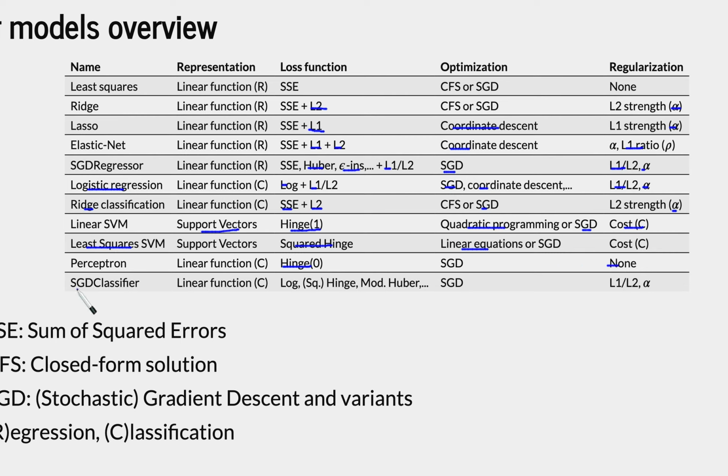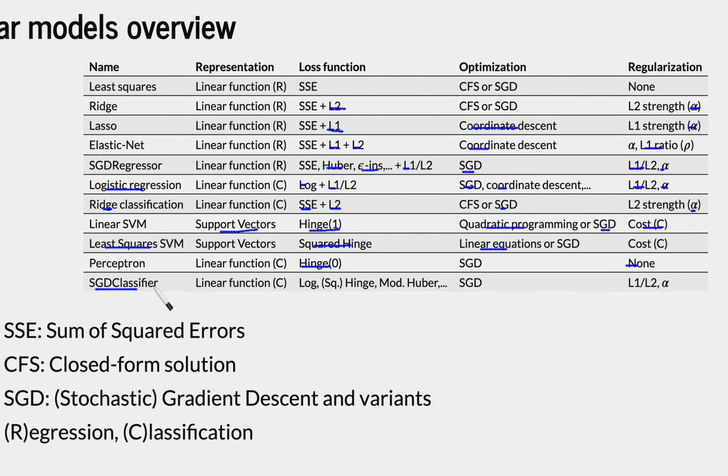And we have the more general stochastic gradient descent classifier, which has a choice of loss functions. Again, we have log. This emulates logistic regression. We have squared hinge, which emulates the least squares SVM, or normal hinge, which emulates linear SVM. And we also have modified Huber for outliers. So these can all solve the same objective as these other methods, but the solution optimization is differently done.